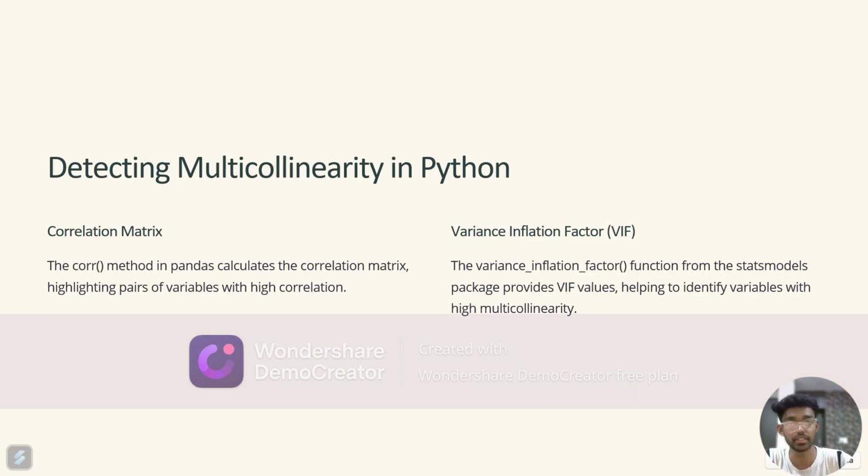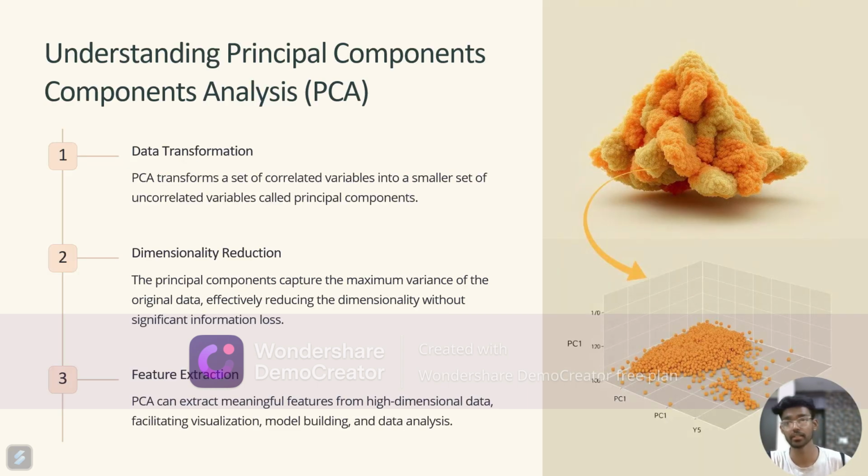Now, detecting multicollinearity in Python. Correlation matrix: the corr method in pandas calculates the correlation matrix, highlighting pairs of variables with high correlation. Variance inflation factor: the variance_inflation_factor function from the statsmodels package provides VIF values, helping to identify variables with high multicollinearity.